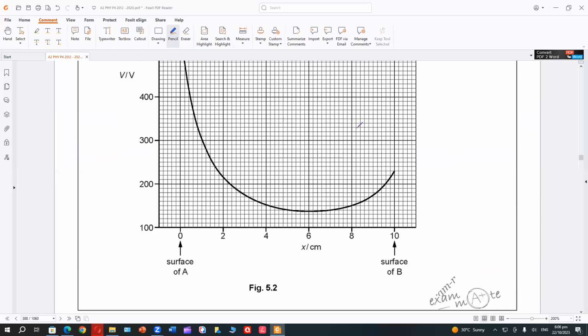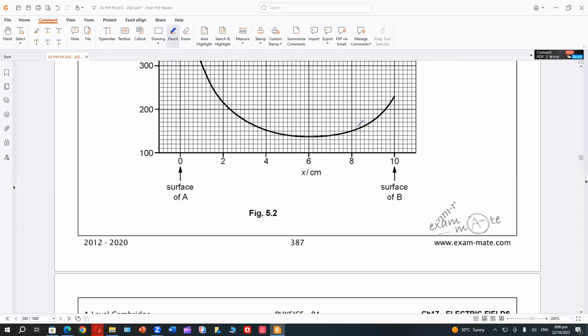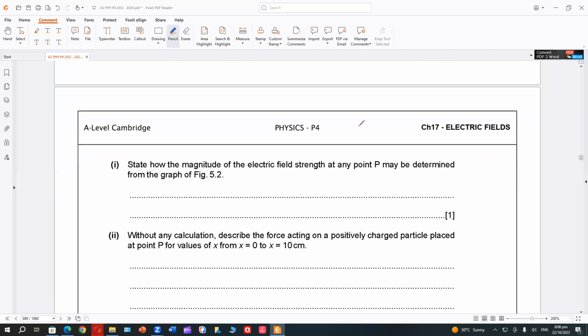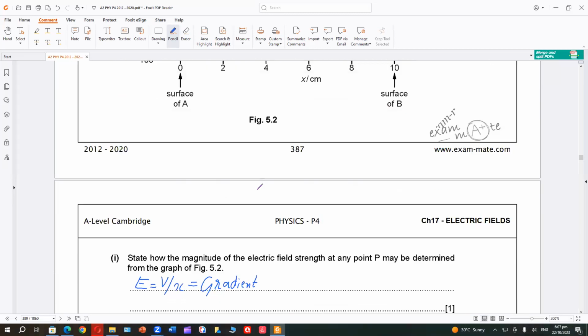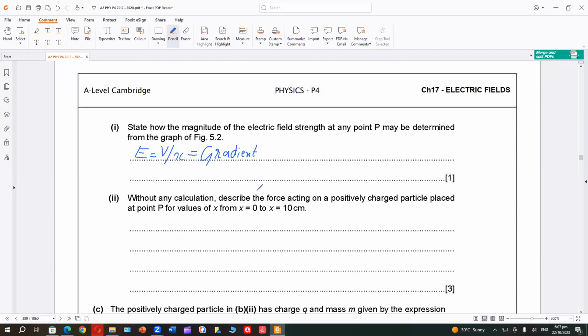Now you have to tell the examiner that this is voltage against x, and you know the formula that E is equal to V upon x, which means it is the gradient. So you will tell the examiner that you have to find the gradient. Read the next part.